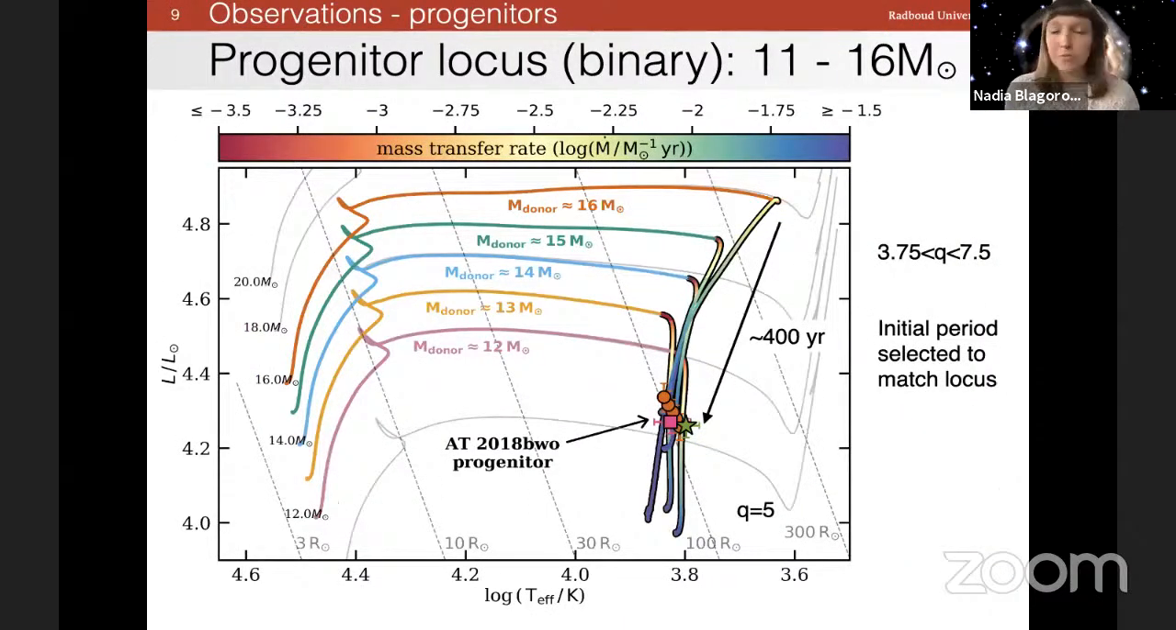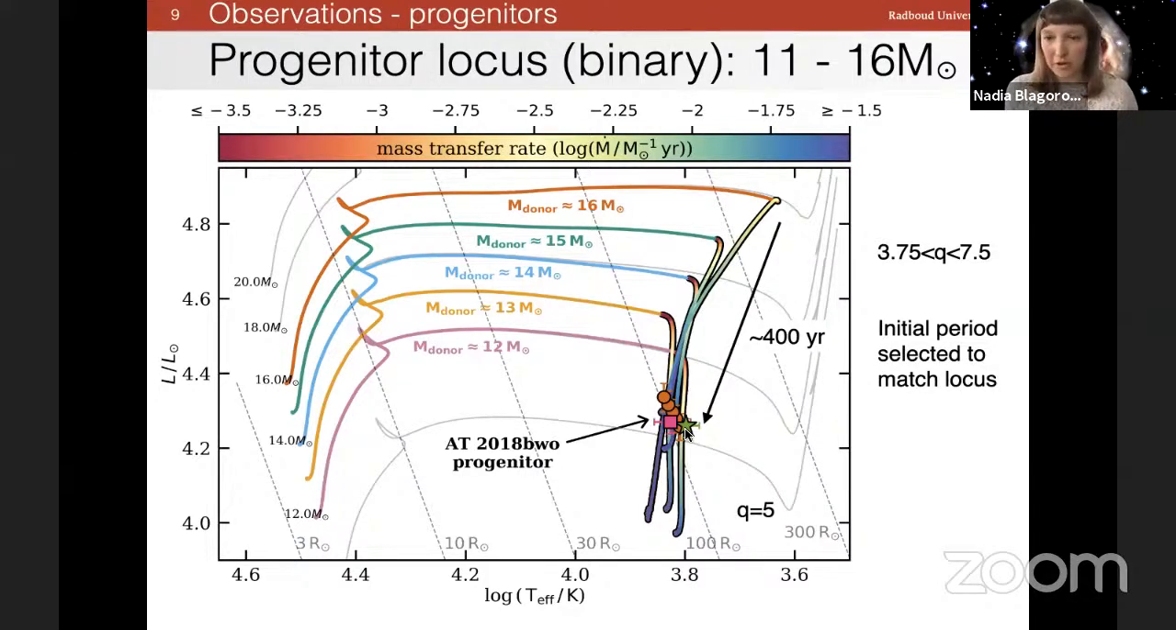So in this work, we actually took the right approach. We decided to model the progenitor as a binary system. And as you can see here, the actual primary stars, the donors, are more massive. They go from 12 to 16 solar masses. And at a certain point, they start transferring mass. At this point, which may last up to around 400 years, as in this case, the system becomes less and less luminous because the star uses part of its energy to readjust to the loss of mass. So more massive progenitors appear as less luminous, so they fit the locus of this progenitor star.